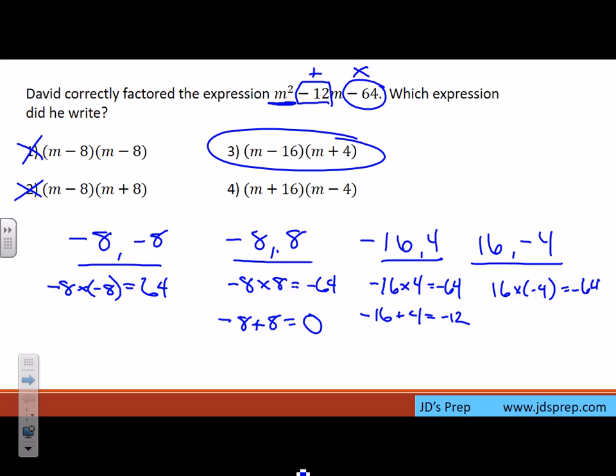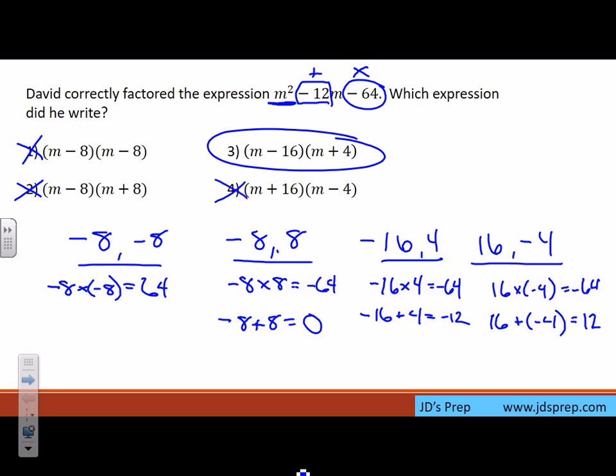But just as a note, since I'm using the same two numbers, just the opposite signs, let's check the last one. If we have 16 plus negative 4, since the larger number is positive, 16 minus 4 is going to leave me with a positive 12 instead of the negative 12 that we wanted.